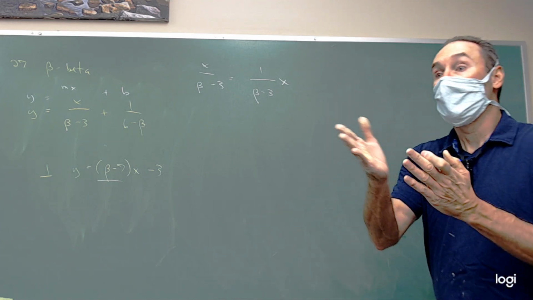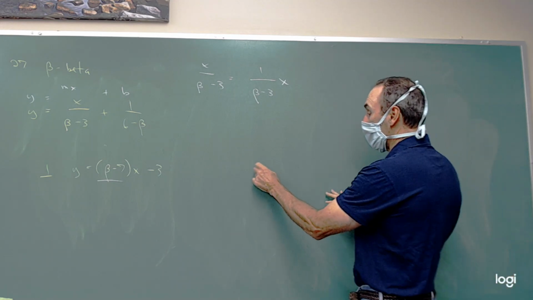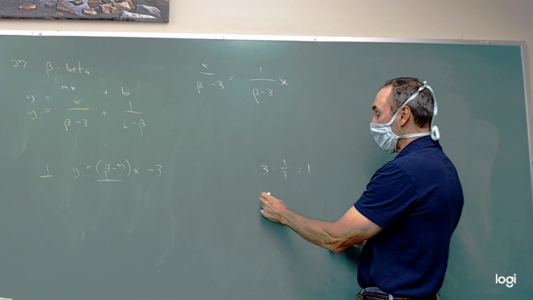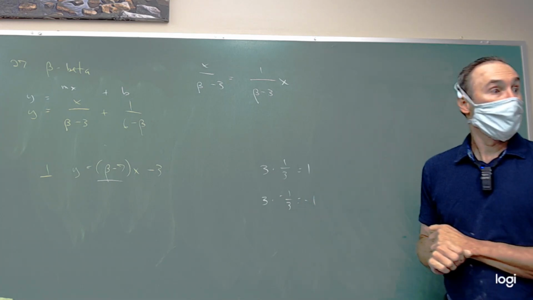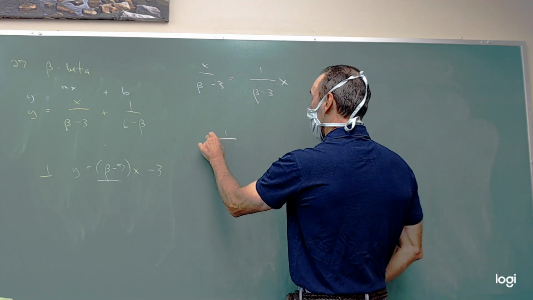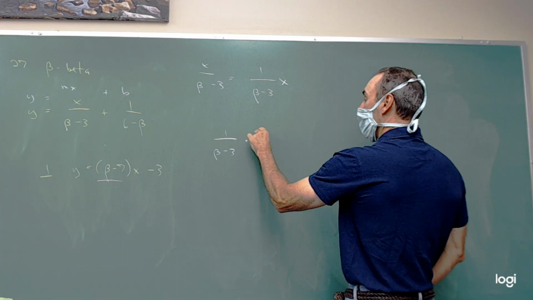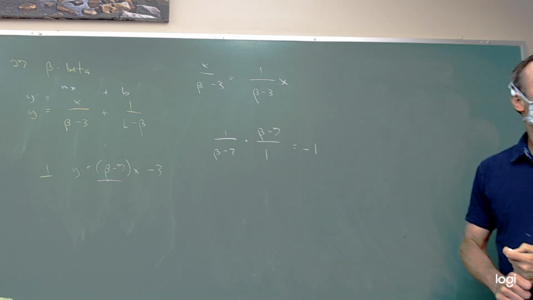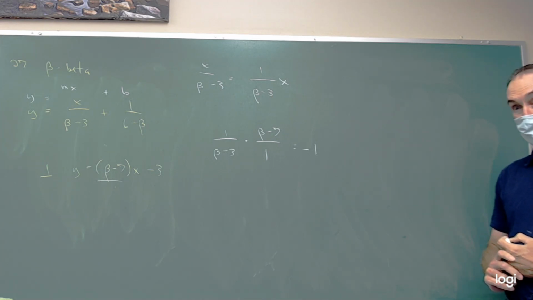So if one is a negative reciprocal of the other, what happens when you multiply them together? That'd be 1. Not quite 1 because of the negative reciprocal. If you took a number times its reciprocal, it would equal 1. But if you take a number times its negative reciprocal, it's going to be negative 1. So we can now say, let's take this slope, the 1 over beta minus 3, times this slope, the beta minus 7, and that must be negative 1. Does that seem reasonable? Any nods of heads?